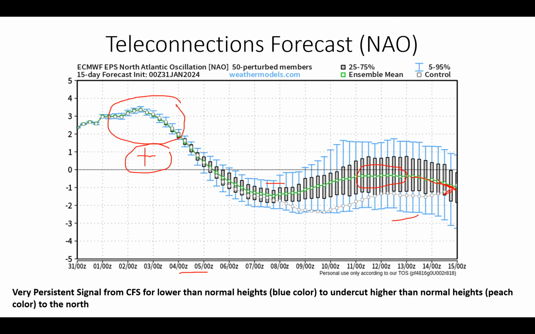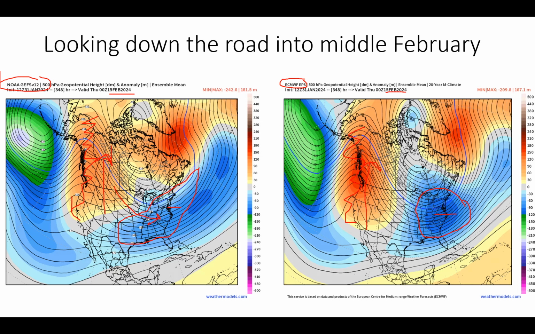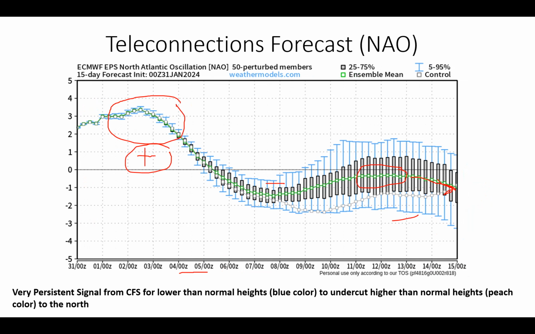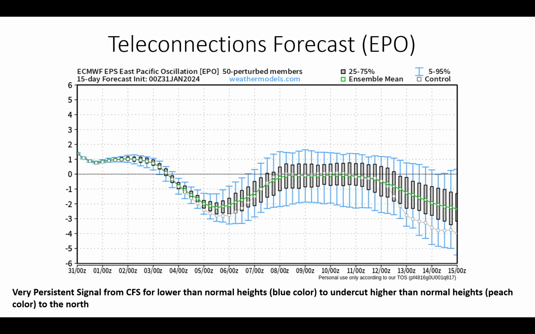Generally, when we see the pattern change, which I just showed you, lower than normal heights in the east on both the GFS and the European ensembles, that is going to be associated with colder temperatures. What happens now? Let's examine the teleconnections forecast for the Eastern Pacific Oscillation, also known as EPO.